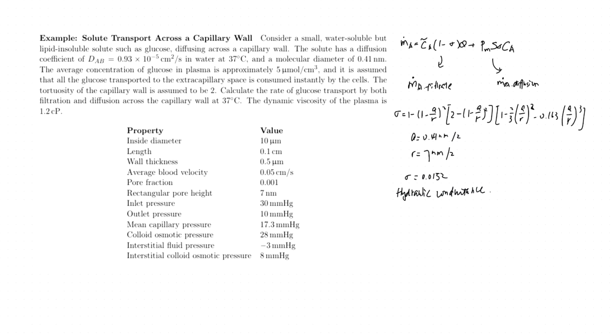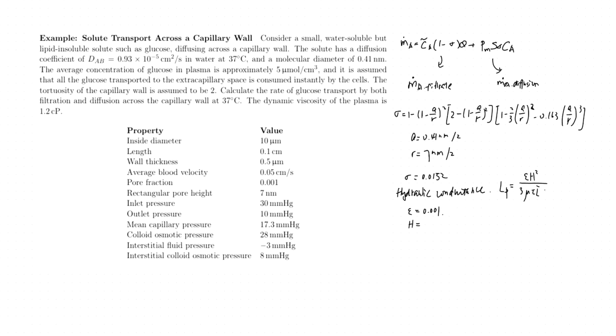Because we need the hydraulic conductance to calculate the Q. Hydraulic conductance for a rectangular pulse is epsilon h squared over 3 mu tau L bar. Okay, epsilon equals, let's see, we have pore fraction from the table. So it's 0.001. H squared, H is the half height of the pore.